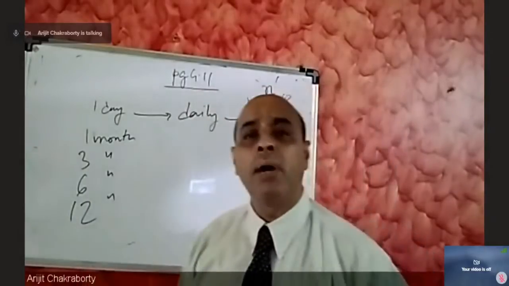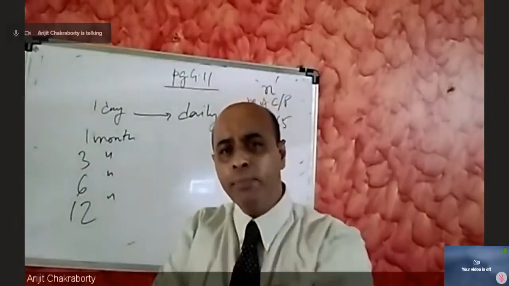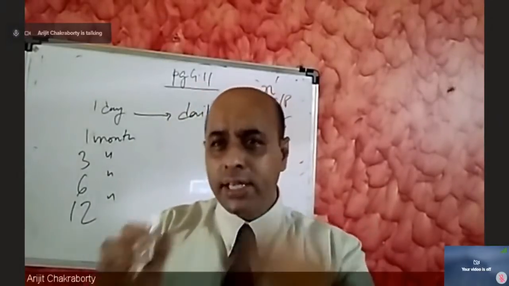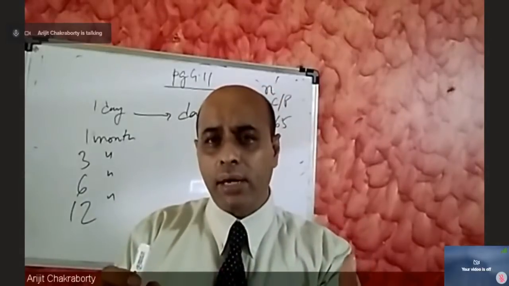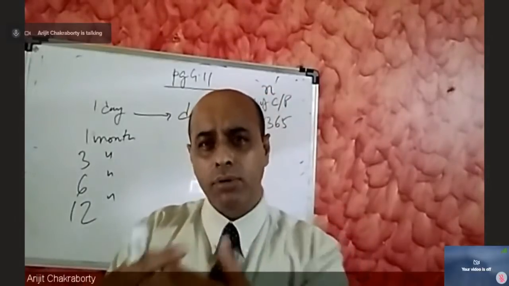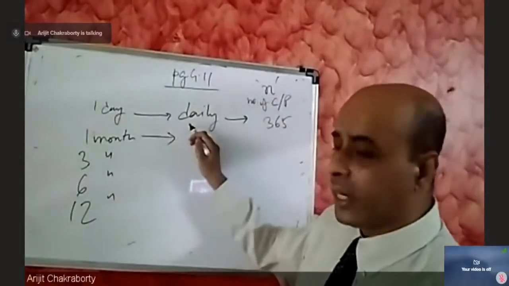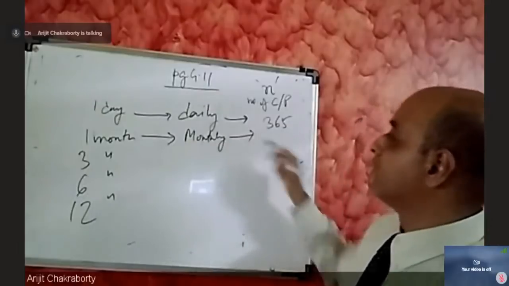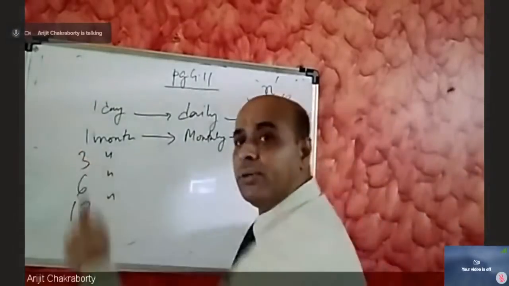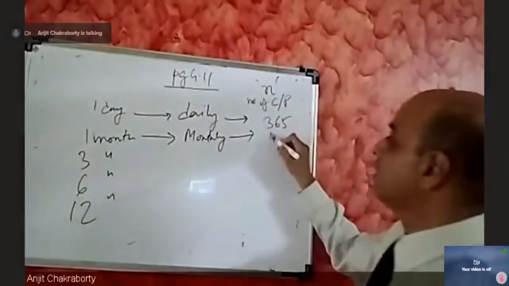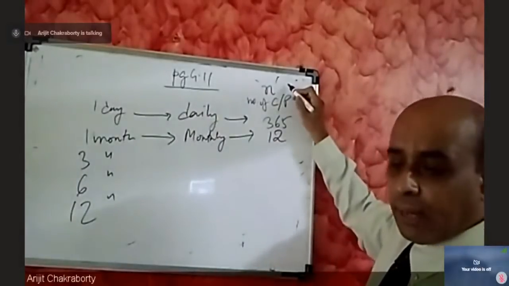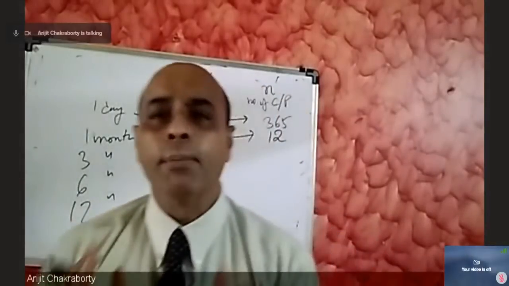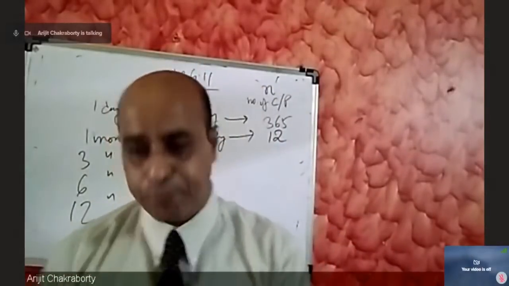Similarly, if it is compounded every month, that means the interest which I am earning for 1 month is added to the principal. Next month, the interest is calculated on the combined amount. So in that case, we call it monthly compounding. The number of conversion periods in 1 year, there are 12 months, so the number of conversion periods is 12. Of course, the number of conversion periods means the number in a year.